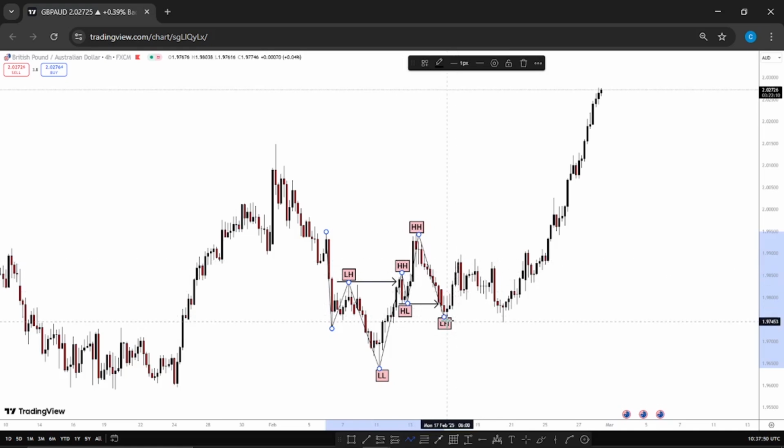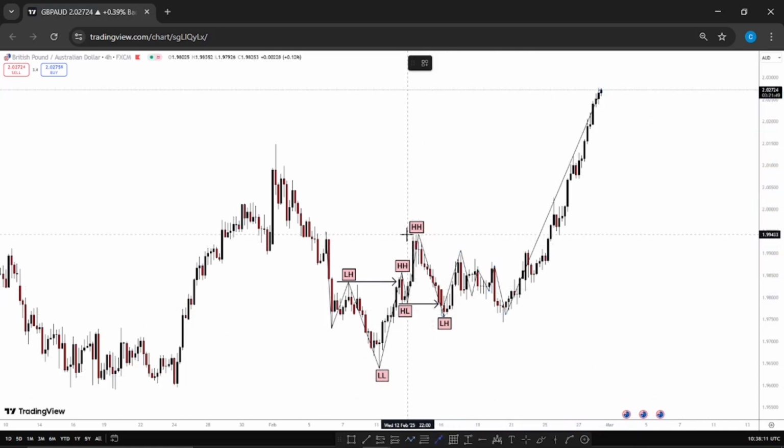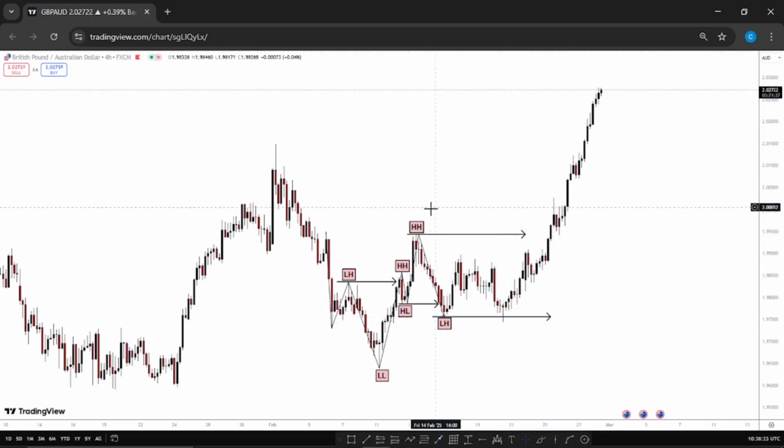Price consolidated. Yeah, price consolidated before finally rolling back up to the upside. So now, after we've identified our market structures, what do we realize? We realize that at this point, price was trading between this higher high and this lower high.